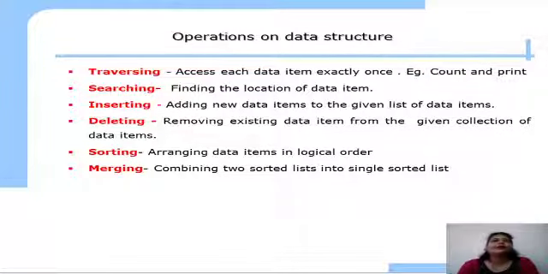For example, if there are 60 students in the class and I want to count how many students there are, what do I do? I point out each and every student and count. If I want all the students' names, I ask each and every student to stand up and tell me his or her name. So this is a traversing operation: accessing each and every data element exactly once. Examples of traversing are count and print. The next operation is searching. Searching means finding the location of the given element.